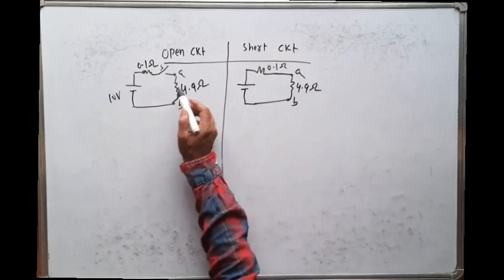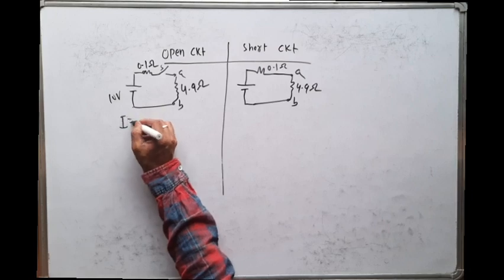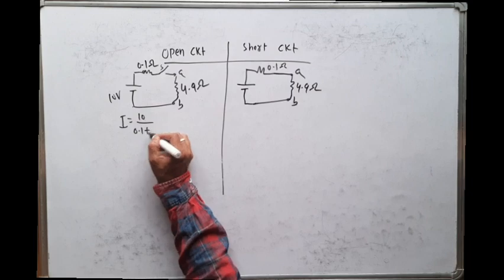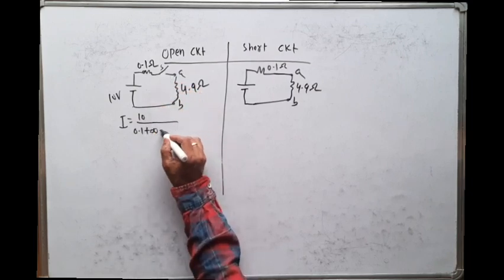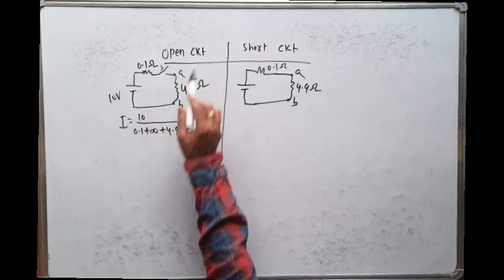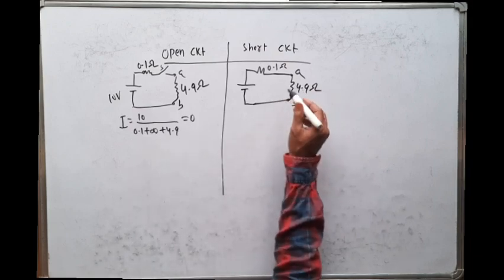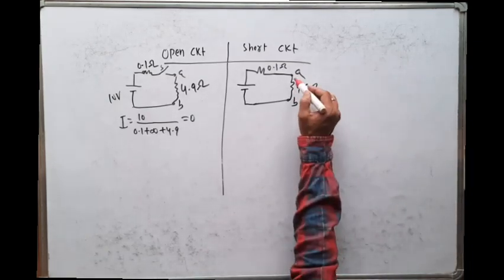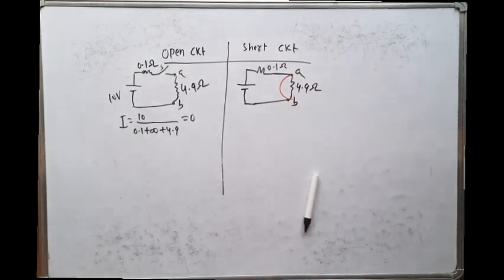Now what will happen? During the open circuit condition, what is the current? Current is equal to 10 volt divided by this resistance 0.1, and it is open, which means the air resistance is very large, infinite, plus 4.9. So during the open circuit condition, the current through the load is equal to 0. Now come to the short circuit condition. What is the short circuit condition? The A and B terminals are connected by a wire. That is called short circuit.